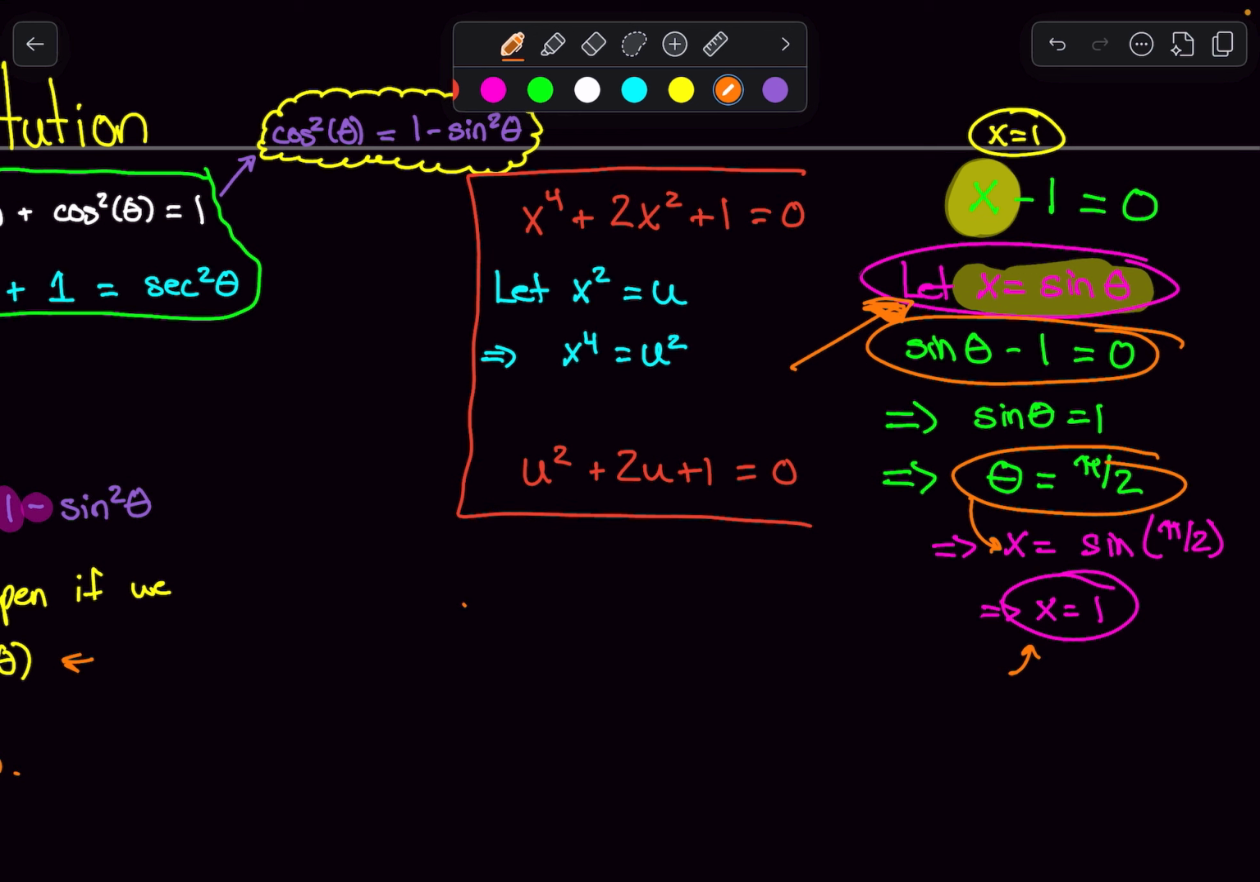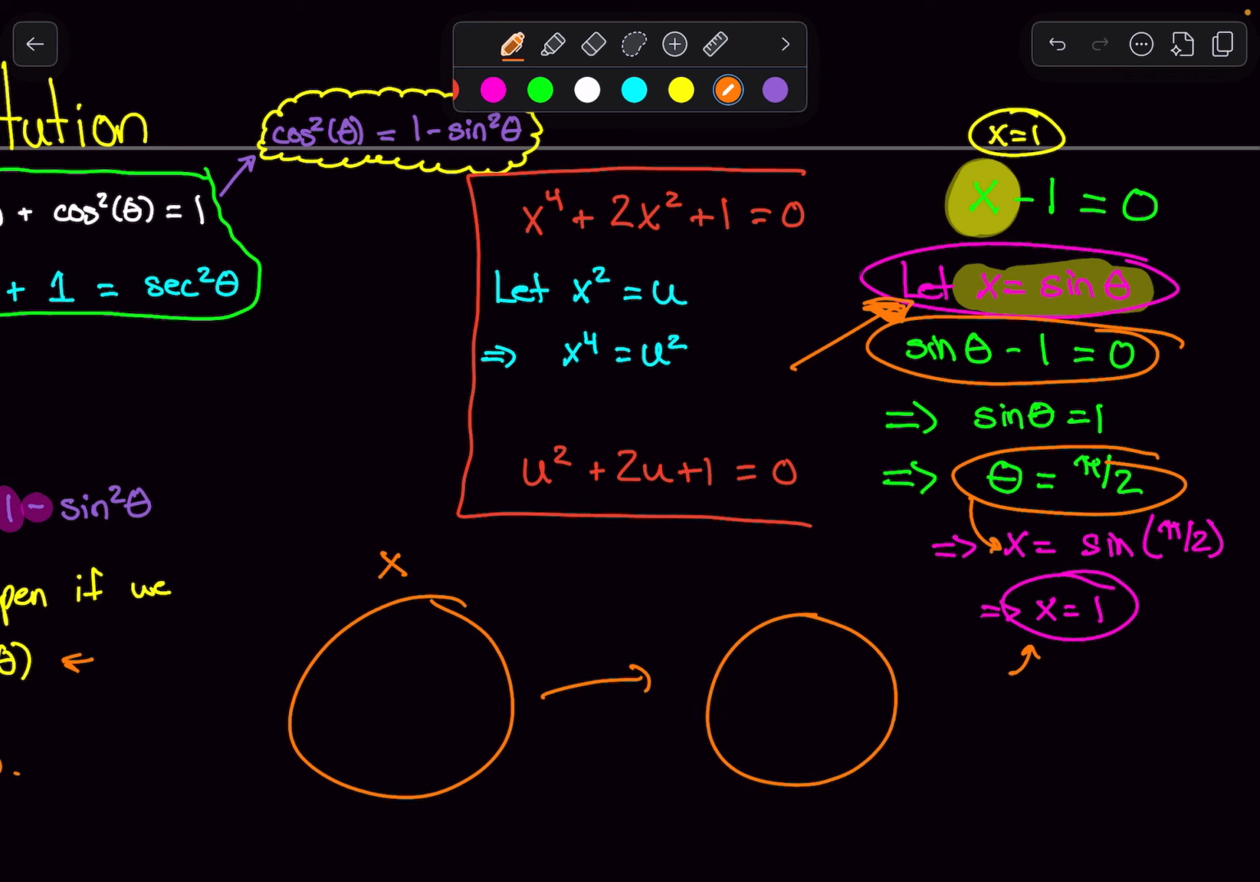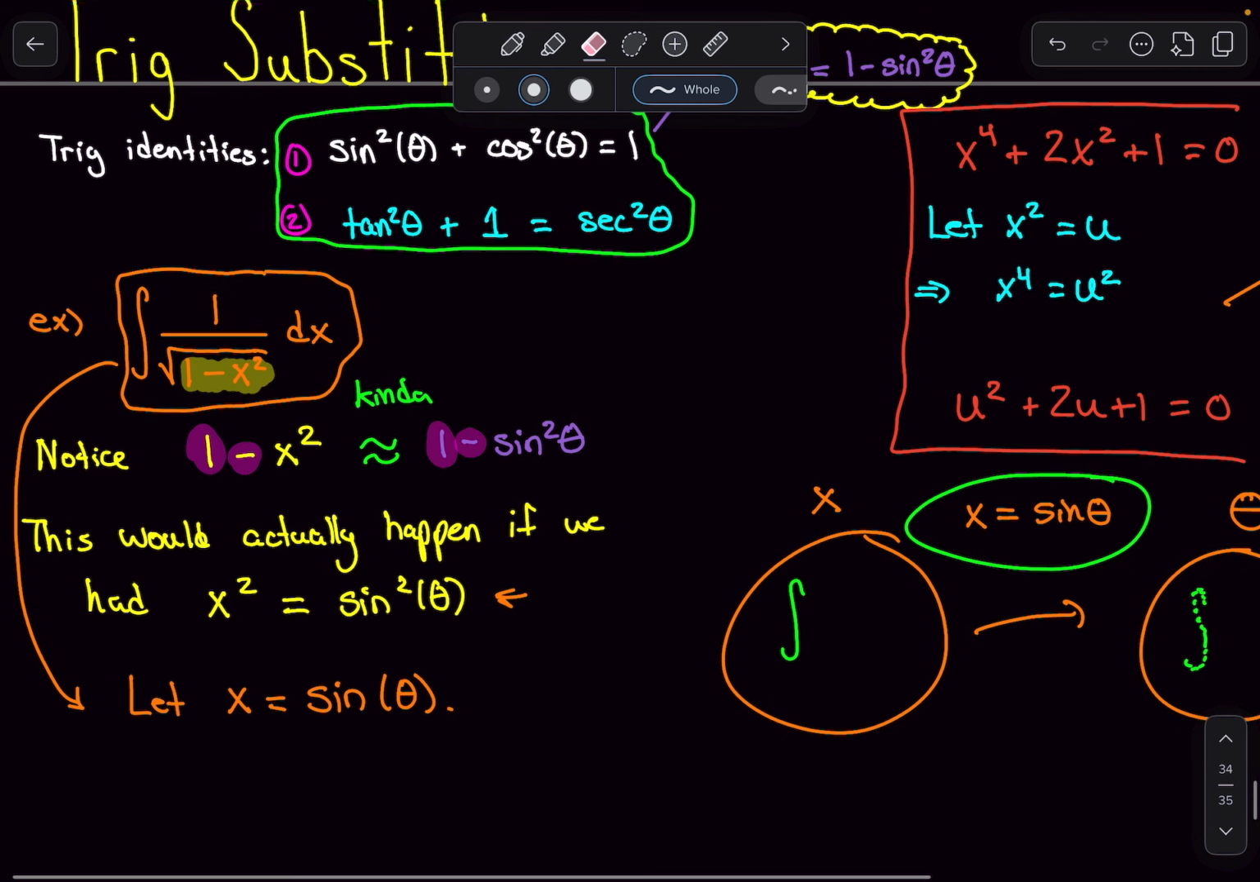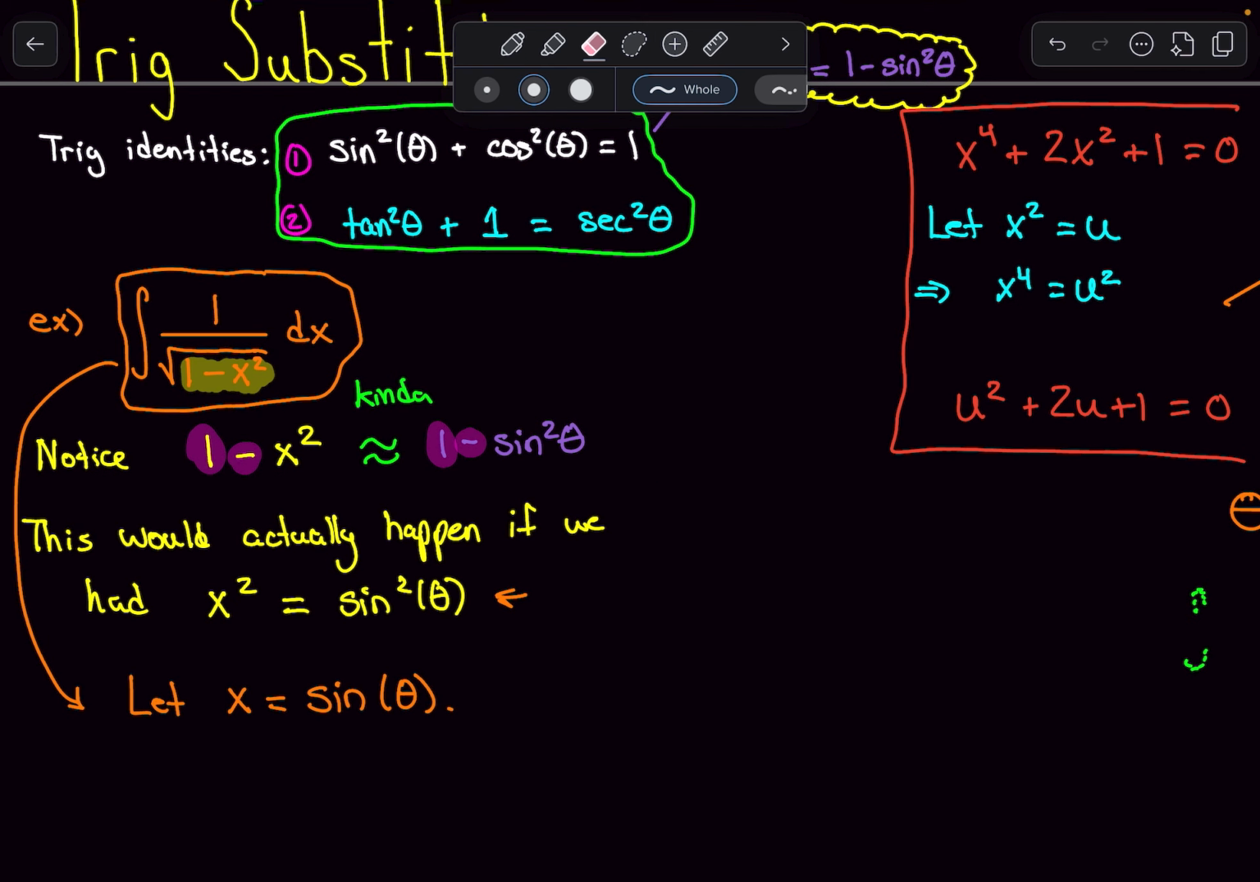So no problem. Instead of starting in x land and going to u land, now we're choosing to go to theta land. So our ticket to get over there is x is equal to sine theta, and that's going to take the integral that we currently have and turn it into a brand new integral over in theta land. We're going to use a similar technique to u substitution, except the intuition for how we choose our x is different. It's based on trigonometry now.